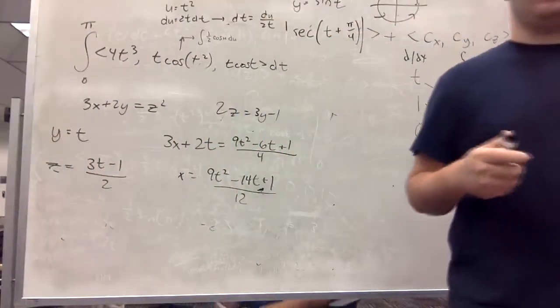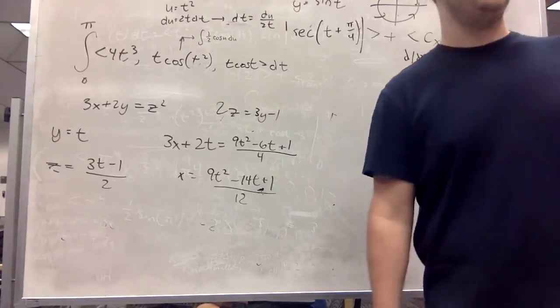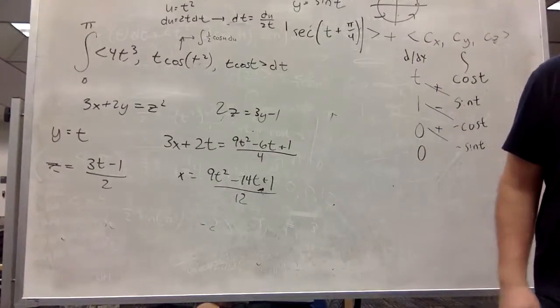So you let one of either x, y, or z be t. Let one of them be t. And then you can solve for the other variables based on that.